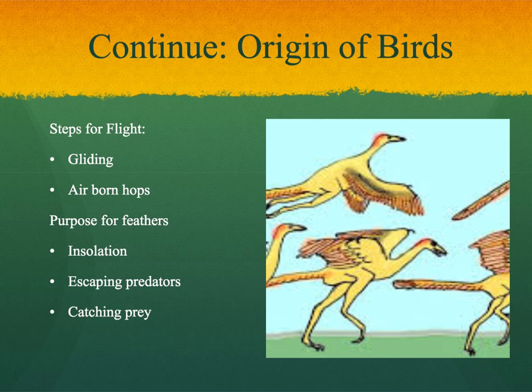The path to flying was not simple or quick. The animals must first learn to glide and must use airborne hops to strengthen their muscles and increase their ability to travel long distances. The reason for the development of feathers is unknown. The purpose of insulation could play a factor. Unlike other reptiles, these animals were warm-blooded, and the feathers could have helped regulate their body heat. Escaping predators and catching prey were also other reasons for feather use.